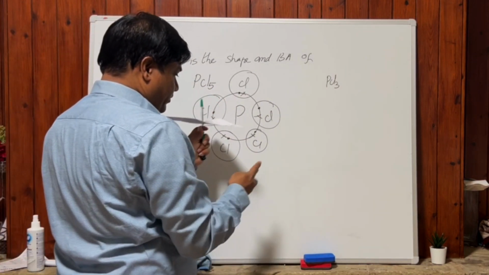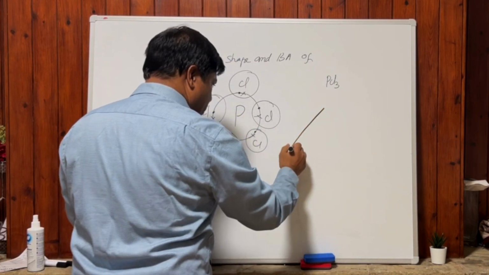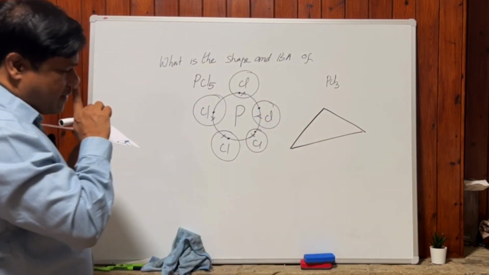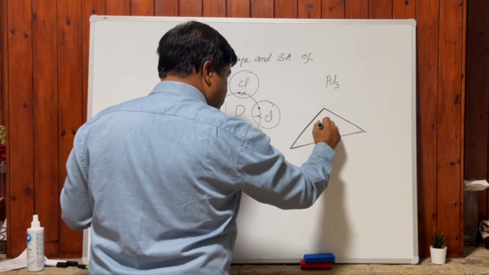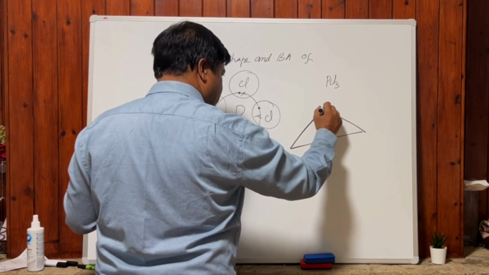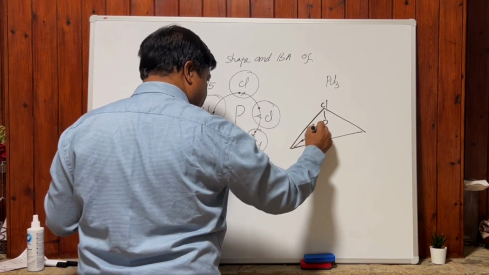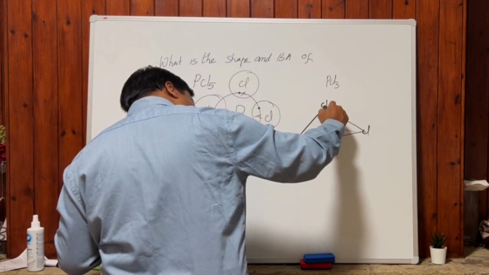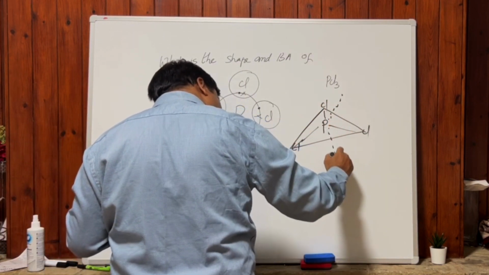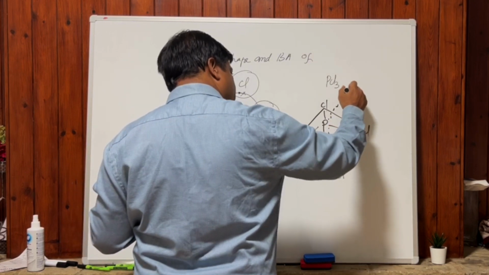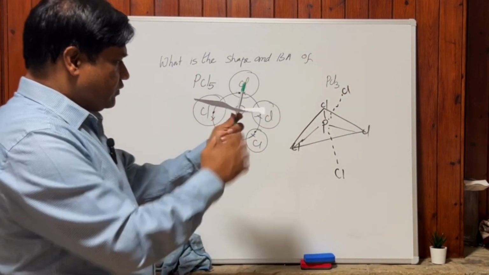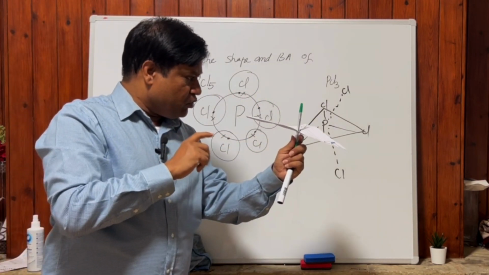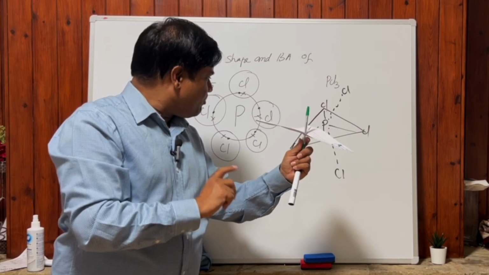Look at that. So this is a trigonal planar compound, which is P, chlorine, chlorine, chlorine. Now, two more chlorines, they are perpendicular. Look, chlorine and chlorine, they're perpendicular. Look at that. So, can you guess what is the shape of PCl5?